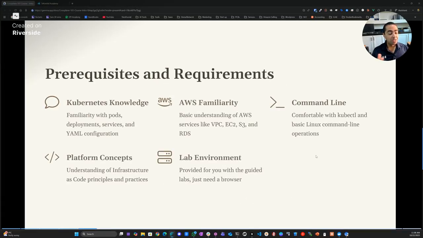And then production operations, how can we productize this solution and implement GitOps workflows with Crossplane? So some of the prerequisites and requirements is Kubernetes knowledge, so familiarity with pods, deployments, services, YAML config, AWS familiarity. You want to know what an AWS VPC is, EC2 instances, S3, RDS. Some familiarity with the command line, Linux command line specifically, and platform concepts. What is infrastructure as code, the principles, why we run infrastructure as code. And then from a lab perspective, you get all the labs. All you need is a browser.